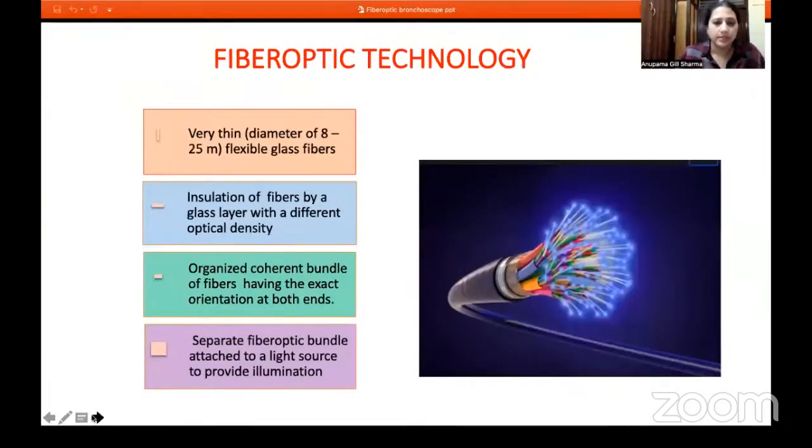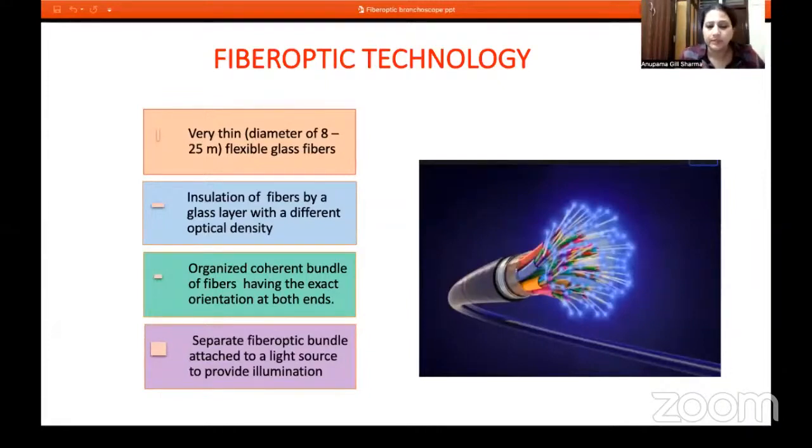A little bit about the fiber optic technology. The fiber optic bundles, fibers are very thin, small glass fibers of around 8 to 25 microns, which are insulated by a fiber glass layer of a different optical density. So it's an organized coherent bundle of fibers which runs through the entire length of the insertion cord. It has the same orientation on both the ends.